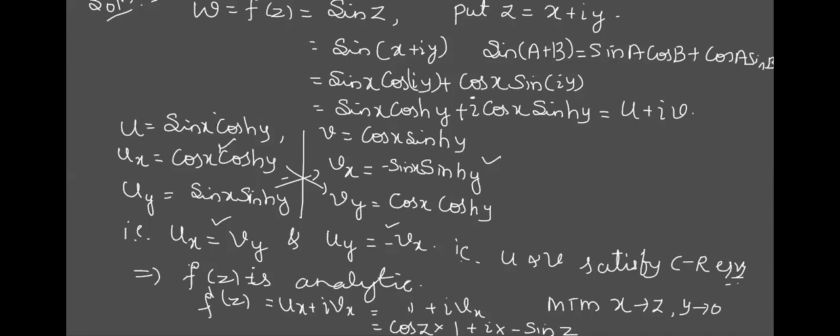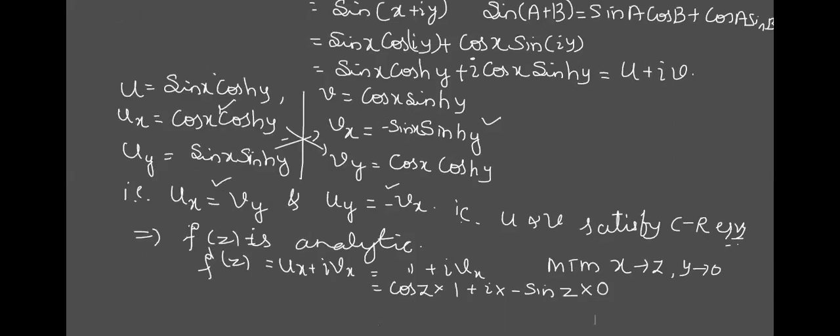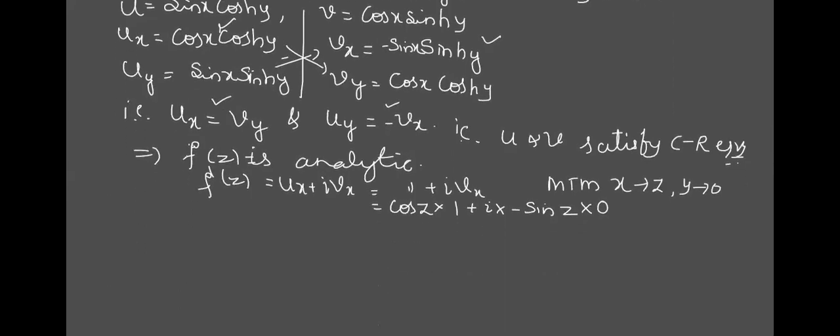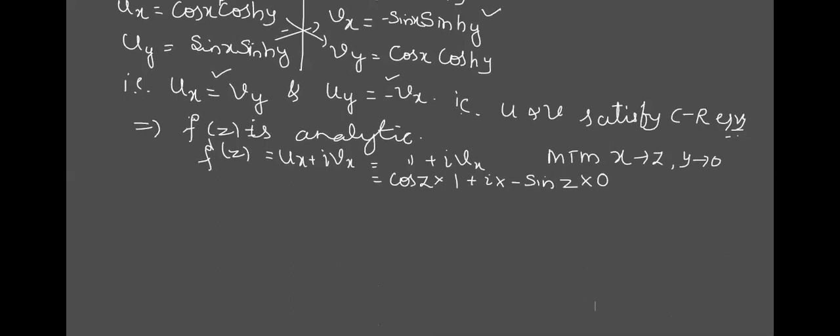What is sine hyperbolic 0? 0. How to remember? Very easy. Cos 0 is 1, and sine 0 is 0. The same thing happens in the case of hyperbolic also. If you remember that much, it is enough. So altogether the answer is cos z.